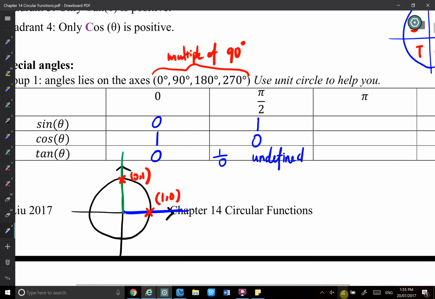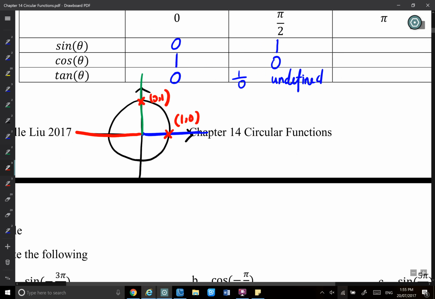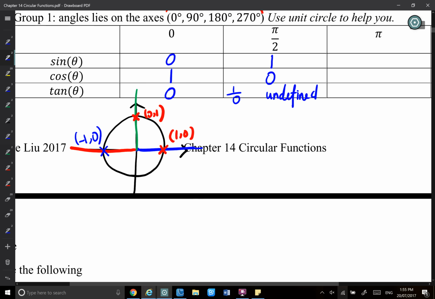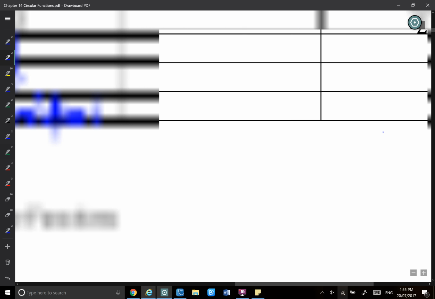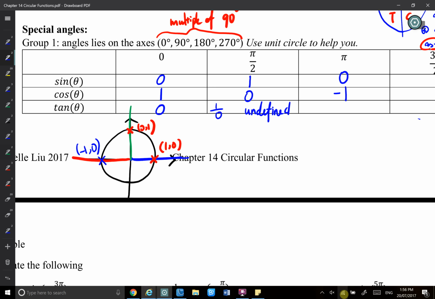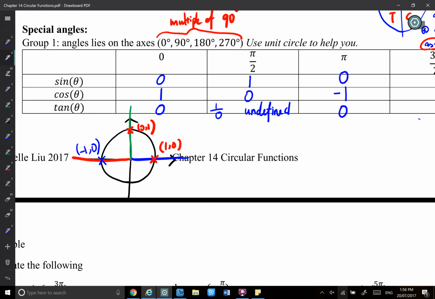Okay, where is pi? Pi is on this side of the x-axis. Pi is here. The point of intersection is -1, 0. X coordinates represent cosine, so cosine pi is -1. Then sine will be 0. Sine divided by cos, you have 0.